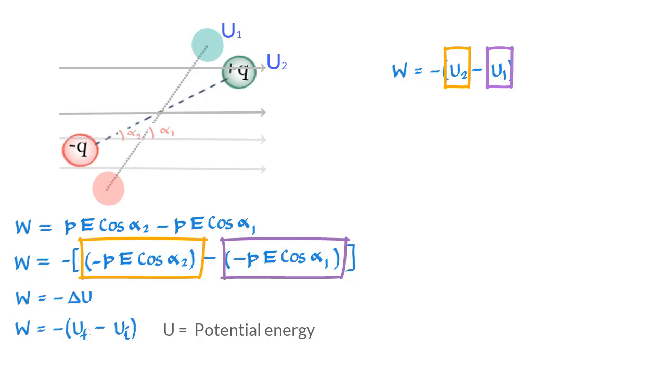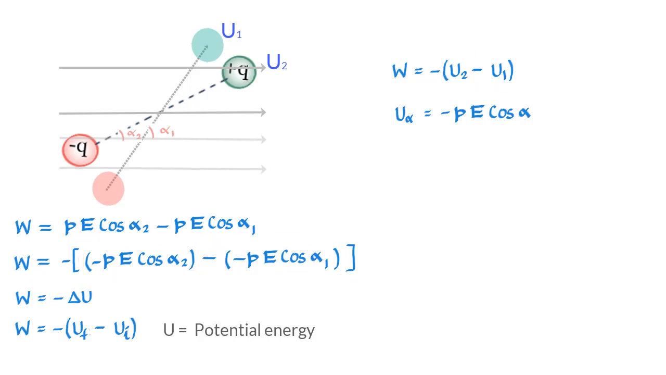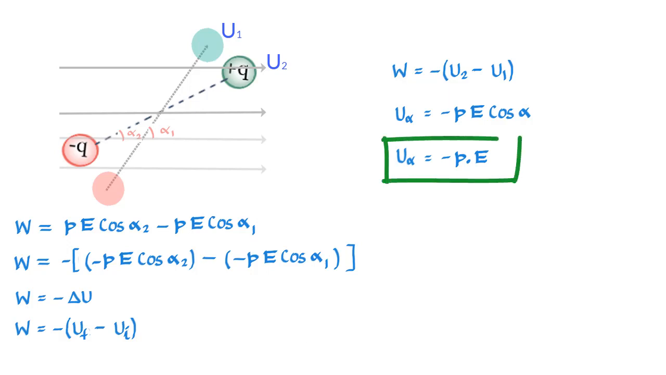Then we can say that in a more general way, the potential energy at any point, say angle alpha, can be written as U alpha is equal to minus PE cos alpha. Or we could say that the potential energy of a dipole in an electric field is the minus of scalar product of P and E, or U alpha is equal to minus P dot E.